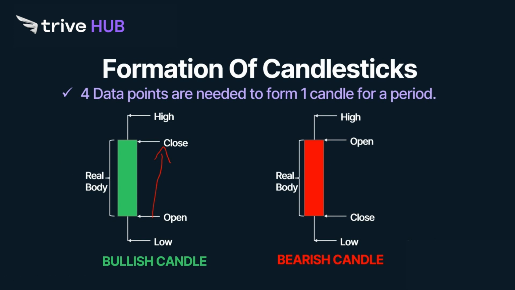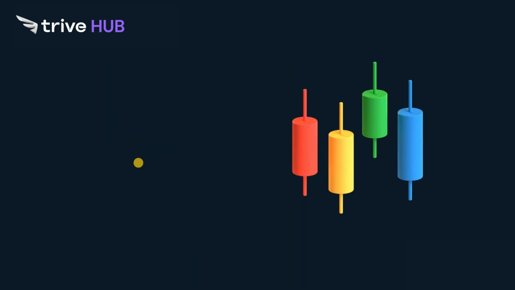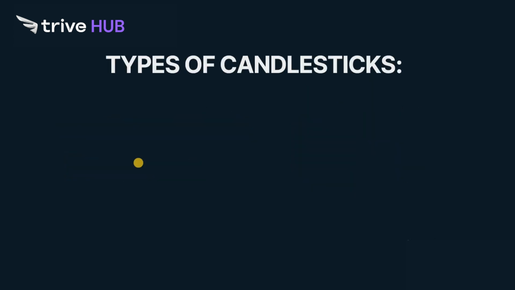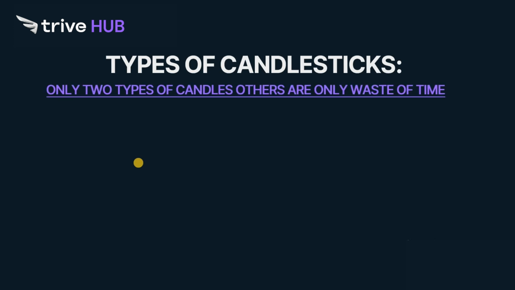Now that you have understood how a single candle is showing you price data, let's understand how you can use a combination of these candles to know the mass traders' psychology and identify trading opportunities. A combination of several candlesticks is known as a candlestick pattern. Let's see what are the types of candlesticks. According to me, there are only 2 types of candlestick that are important. Other than those 2 are only a waste of time.